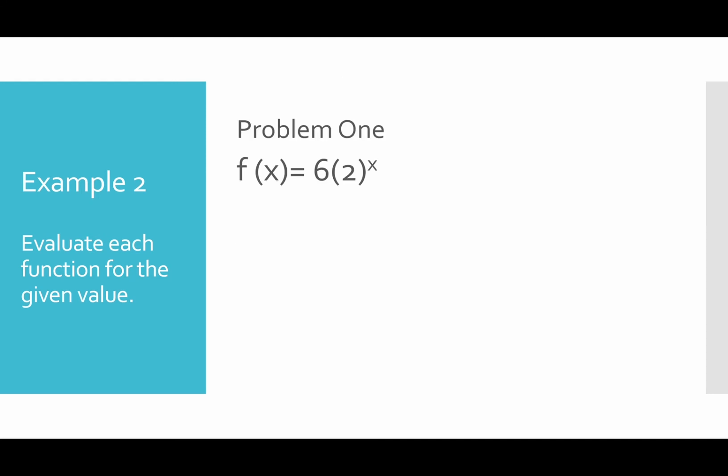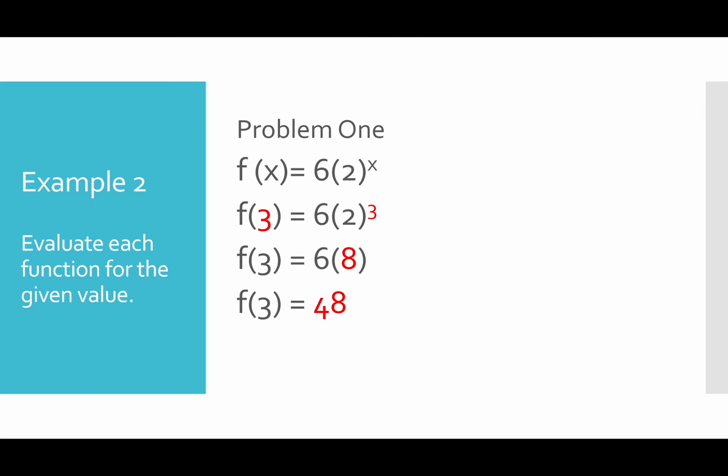So the first one here, we plug in the 3, and then we'll do 2 to the 3rd power, and we get 8. And then 6 times 8 is 48. So the function of 3 in this is 48. The input is 3, the output is 48.